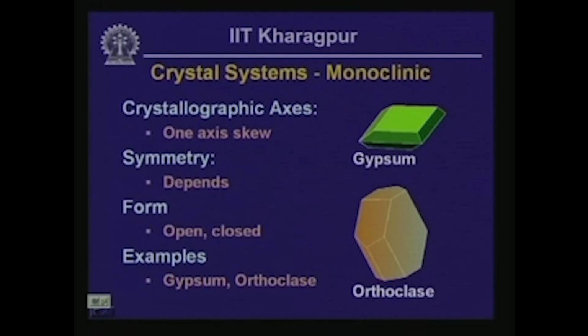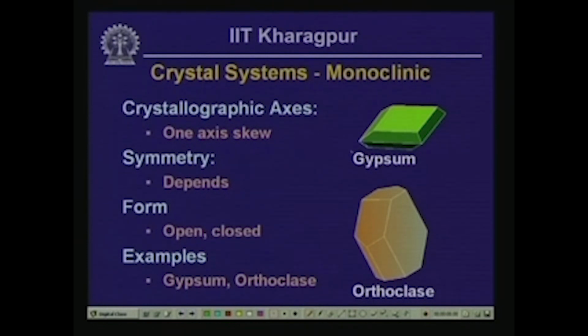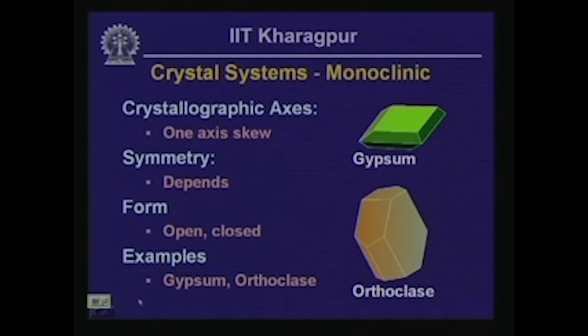Symmetry requirement, it really depends on the crystal type that you are considering. So, the essential requirement in this case is that one axis is going to be skew. If that is met, then the symmetry requirement will depend on the individual type of crystal that is being considered. Two of the examples are gypsum and orthoclase. Both of these crystals are shown on the right of this particular slide. Okay, let us move on to the next one.